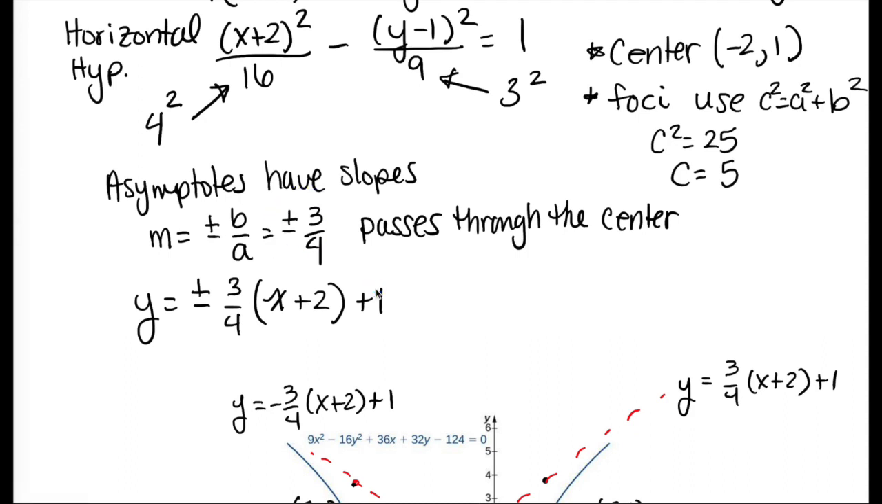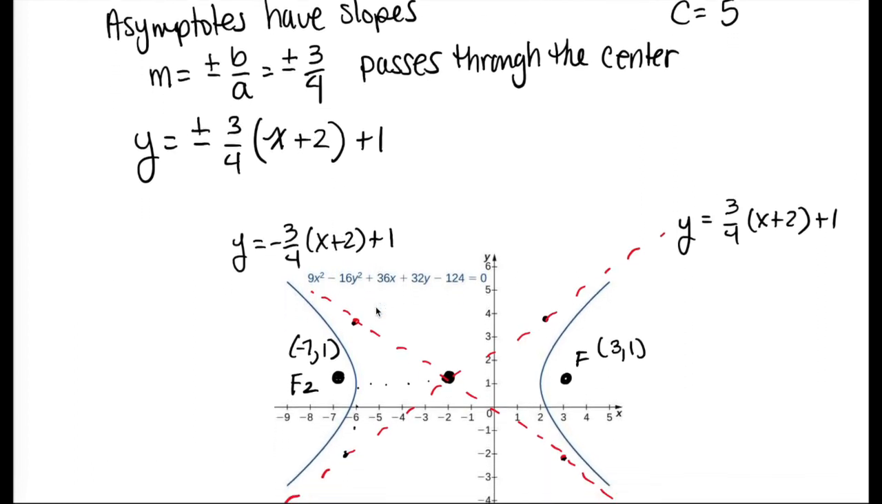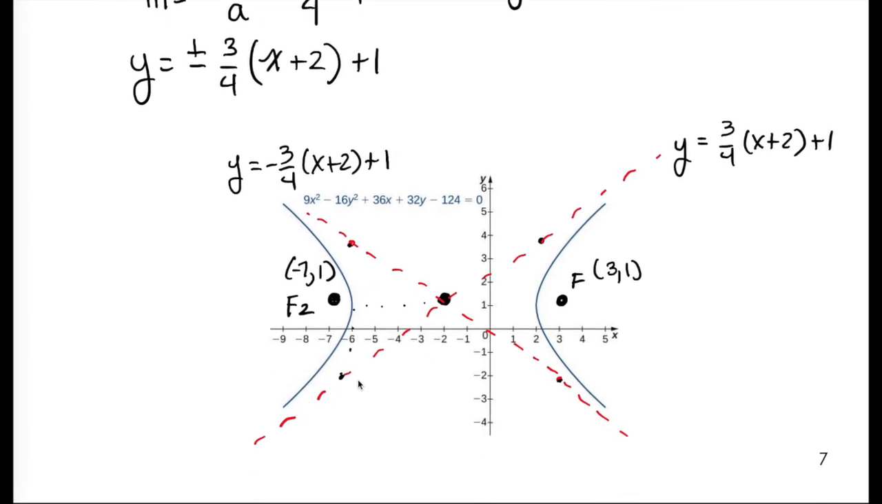And my center is also going to be on the line because the asymptotes have to pass through the center. The asymptotes are going to be y is equal to plus 3/4 (x plus 2) plus 1, and y is equal to minus 3/4 (x plus 2) plus 1. So that's these right here with the dashed red lines. Okay, those are my asymptotes. So that's what the hyperbola is getting closer and closer to.